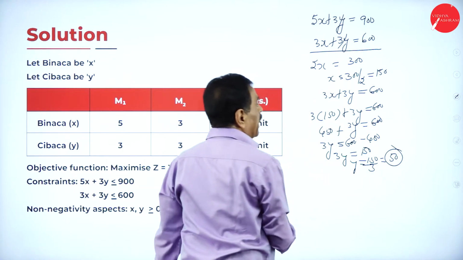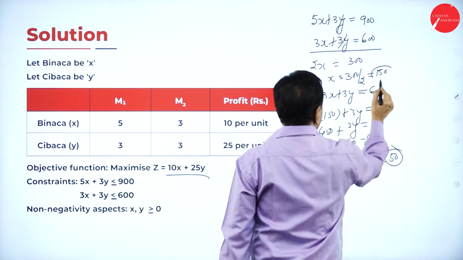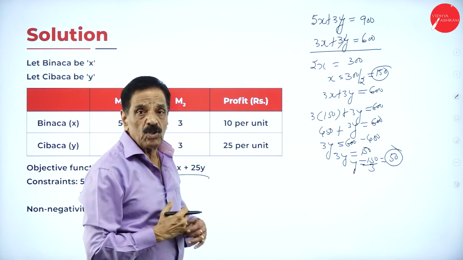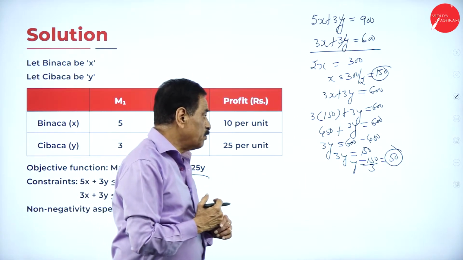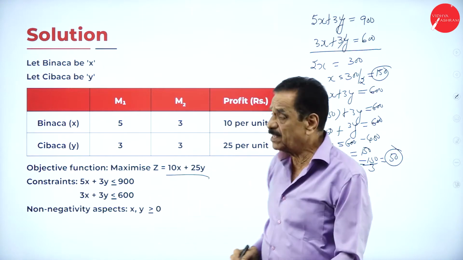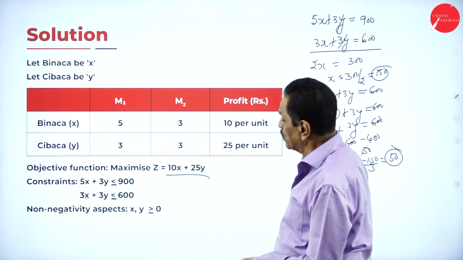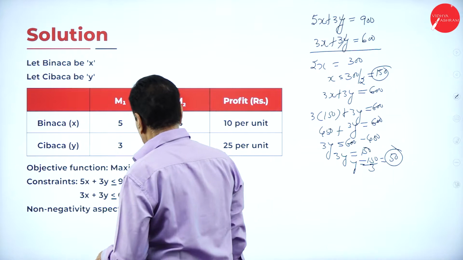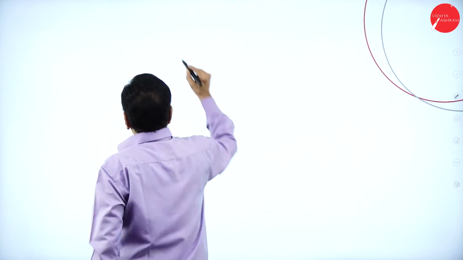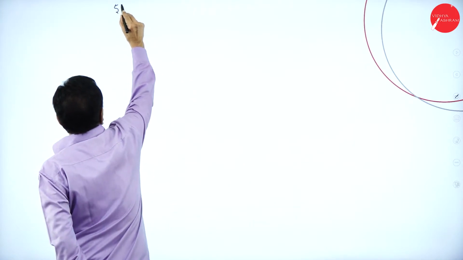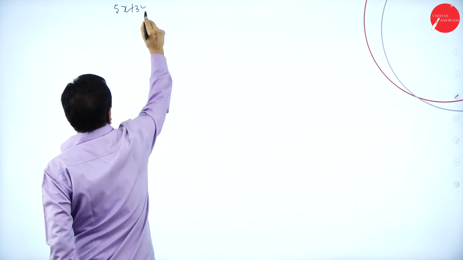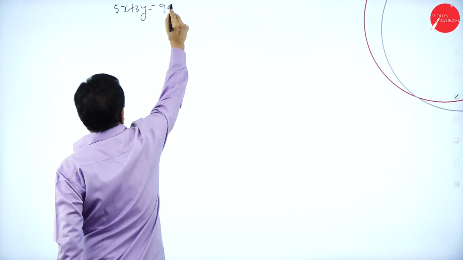So when you make a graph now, you must be very careful. X should be equal to 150, y should be equal to 50. This is the way you have to do it. We'll go to the equation now: 5x plus 3y is equal to 900.